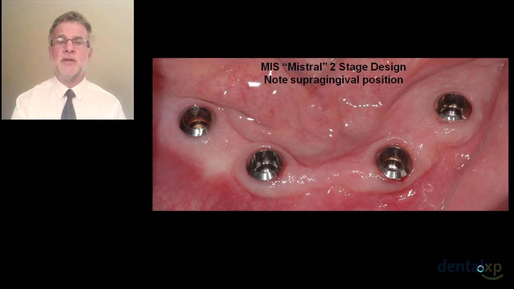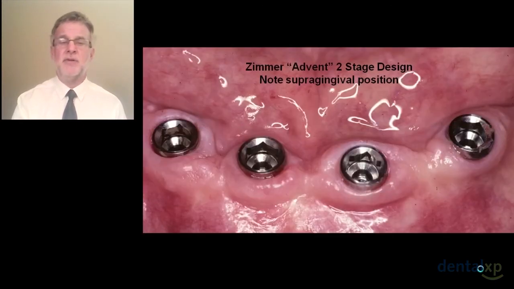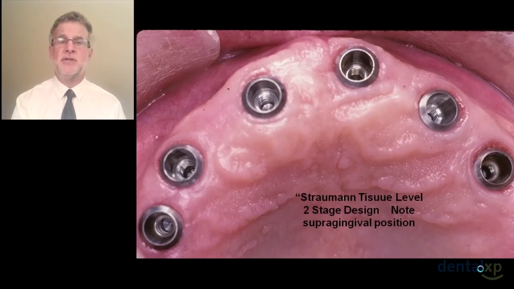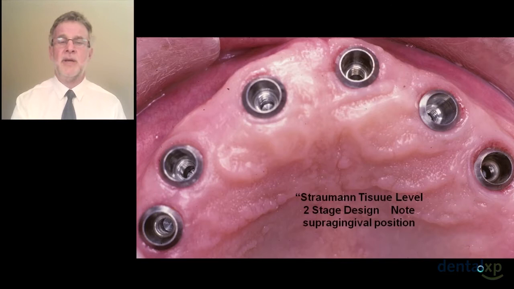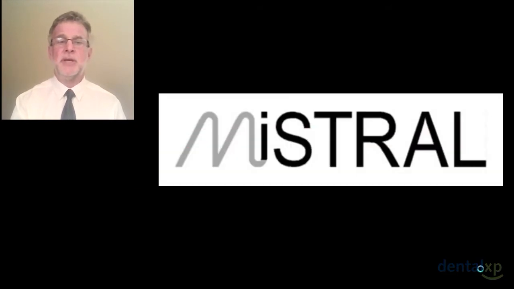And that's the implant you're looking at, not the actual abutment. So for overdentures, you can facilitate your prosthetic procedures by not having to work with subgingival prosthetic platforms. Zimmer has a one-stage implant called the Advent that's quite similar to the MIS Mistral that I just showed you. And again, Straumann also has their tissue-level implant, quite similar.